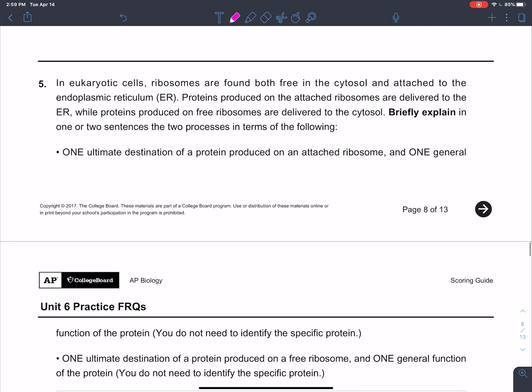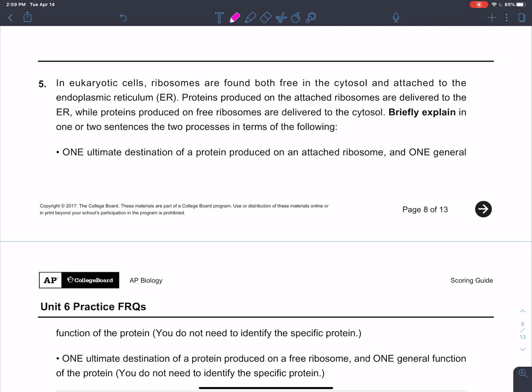Now, this was a really good question. I like this one. Proteins can be produced either in the cytosol or attached to the ER. When they are attached to the ER, they tend to function to produce different substances than if they are in the cytoplasm. And so you had to say which one you're talking about and what is the function.